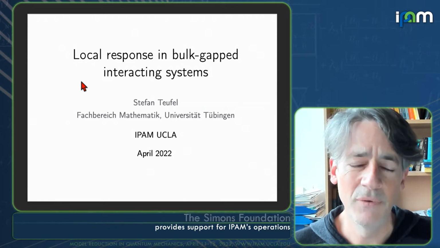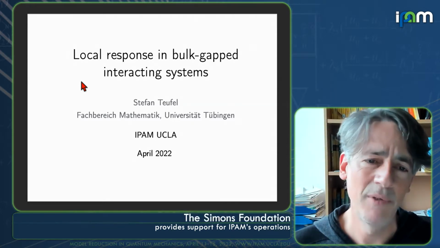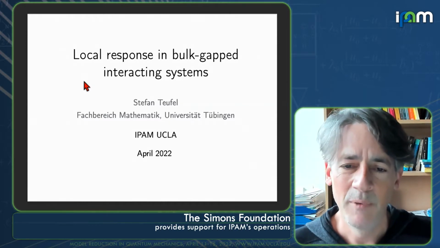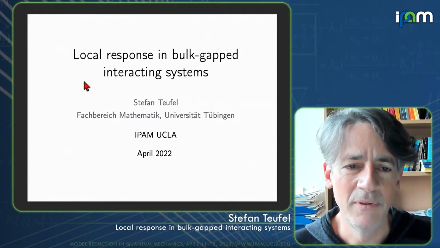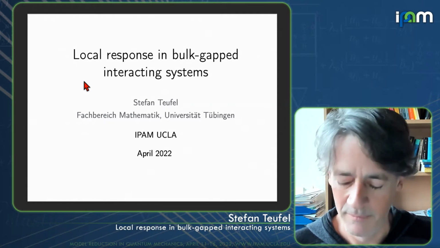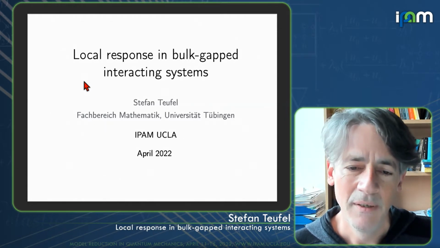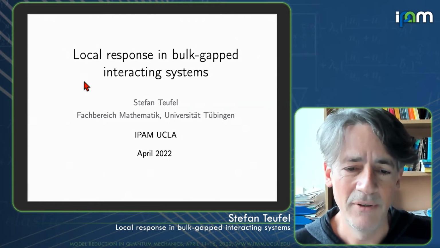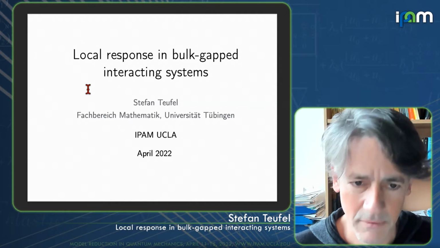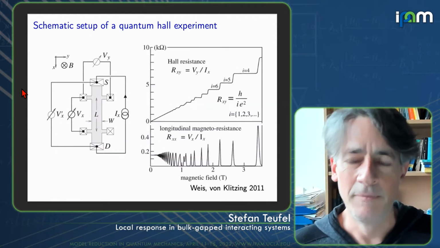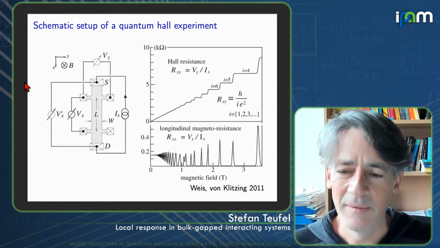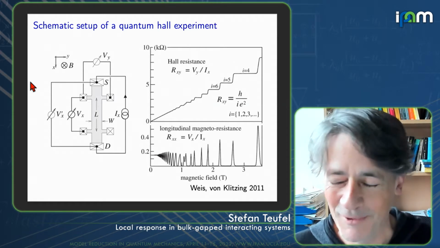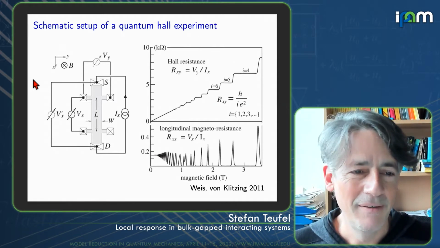And the motivation for what I'm going to talk about, I will explain what I mean by bulk gap interacting systems, but you will very soon see what I mean. So the type of system we would like to understand better are actually quantum Hall systems.